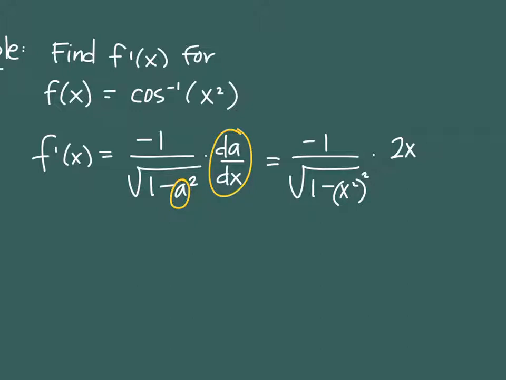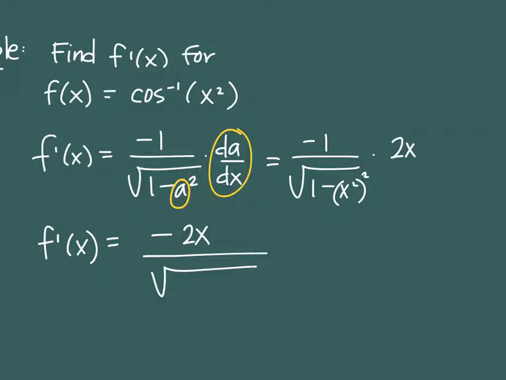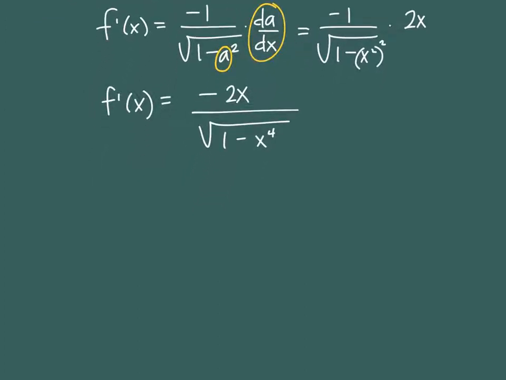So to clean that up, this trig derivative is negative in the numerator, 2x, over the square root of the denominator, which is 1 minus x to the 4th. And so as you clean that up, you're squaring the square and then combining the numerators, and that's it. It's really just plug and chug, plug and chug. Okay, any questions on that one? All right, let's try another one.